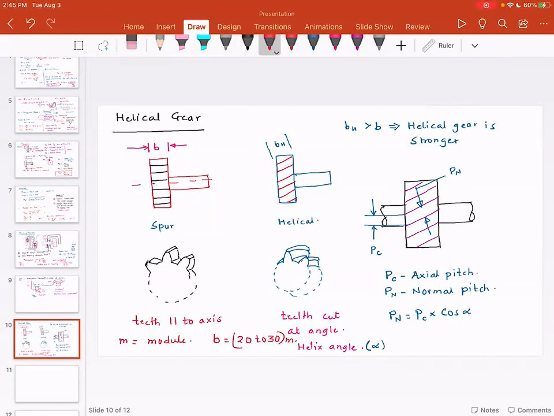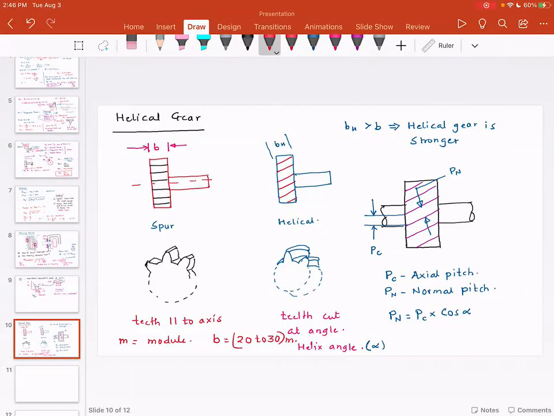What it means is you can have a helical gear that is wider compared to the spur gear. And what are the advantages of having a wider gear? If you have a wider gear, typically the amount of power that the gear can transmit is larger. So if you have a spur gear pair and a helical gear pair, for the same size, the helical gear pair would be able to transmit more forces.